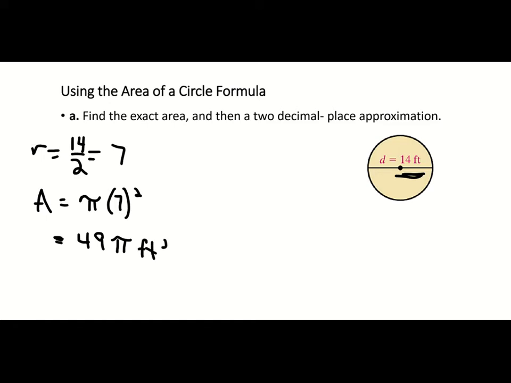Approximate, I'm going to multiply it times 3.14. You can use the pi button on your calculator. I find that all calculators calculate pi out to a different place value, so answers will vary. In order to make answers the same, use 3.14. So now if I do 49 times 3.14, my approximate answer is going to be 153 and 86/100 feet squared.